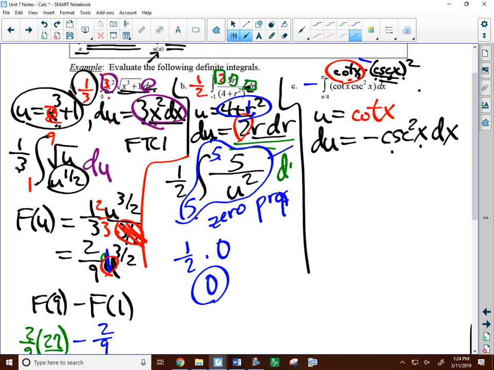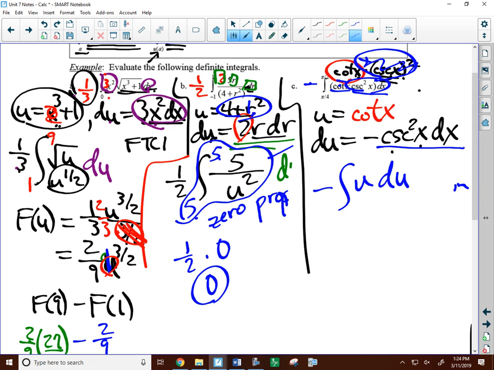Okay, so let me write the final. Bringing this negative down. Integral, don't write the a and b yet. Let's see, so u is cotangent. And then we have negative cosecant squared x dx. And so it's just du. This one actually breaks down into a pretty simple integral, just u. The only thing that changes is that negative.